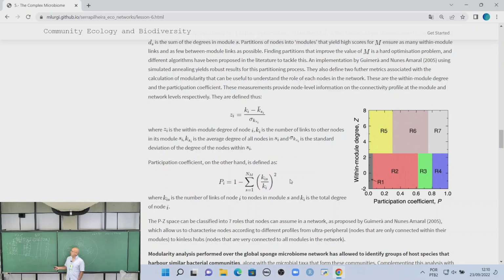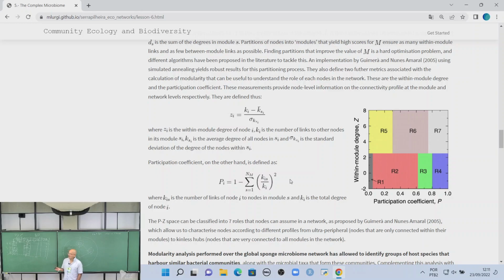So nodes that have, for example, a very small within module degree and a very small participation coefficient probably have one or very few links, and they are only connected to one other node within their module. So they don't have a lot of connections within their module, maybe 1 or 2.